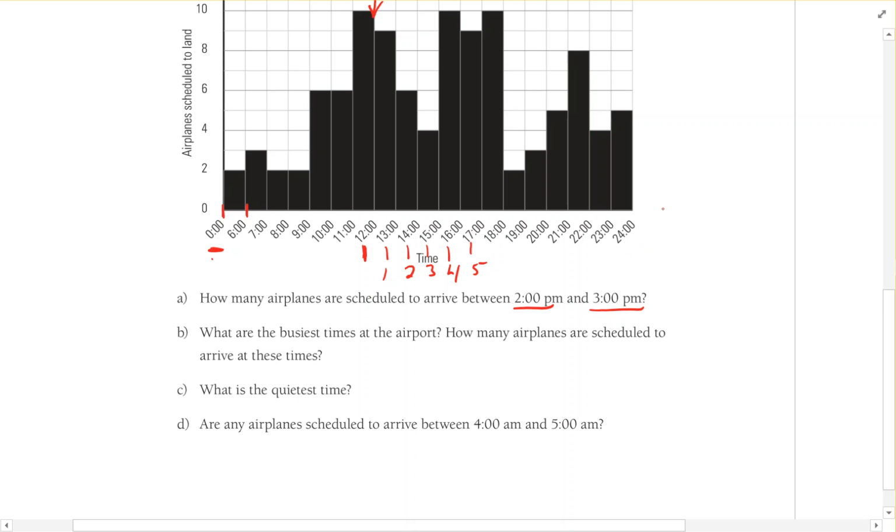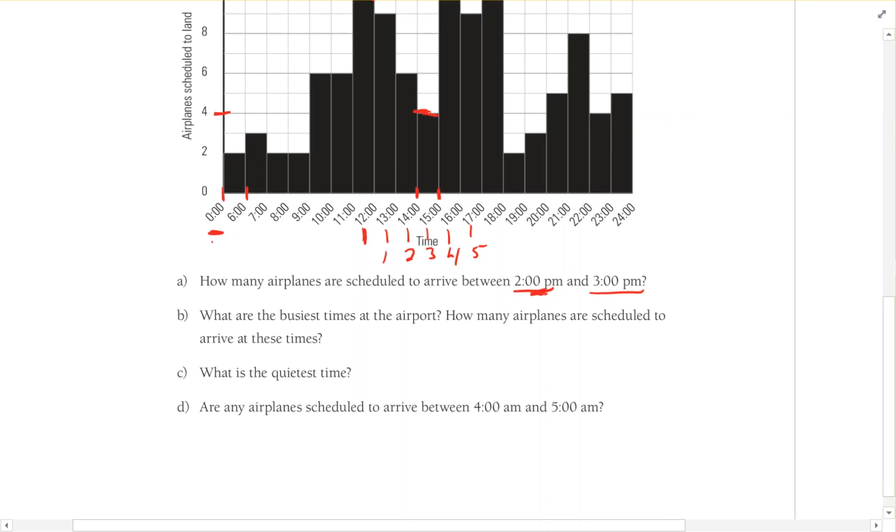But anyway, the question said between 2 p.m. and 3 p.m. So I'm looking between this number and that number, between 14 and 15. Then all you have to do is read the graph. There are 4 planes that come in. If you look over to the side, that's how high that bar is. So not too bad, right? That one would be 4.